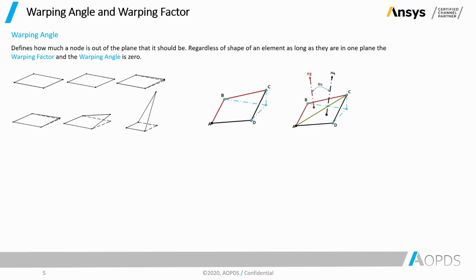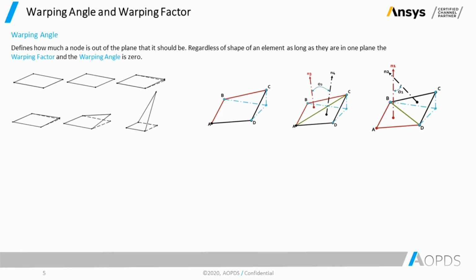Now, let's go ahead and connect the other 2 nodes together. Let's connect node B and D together. Now, we're going to have a plane A, B, and D, and another plane would be B, D, and C. And each of these planes, of course, is going to have a normal, and again, the angle between 2 planes is the angle between the normals. So if I have N1 and N2, the angle between these 2 is going to represent the angle between these 2 planes. Now, the warping angle is defined as the maximum of these 2 angles.